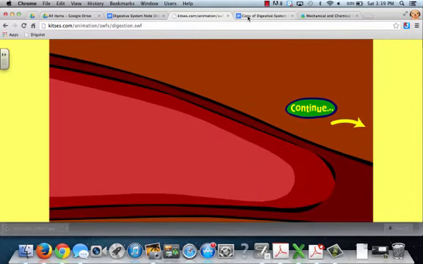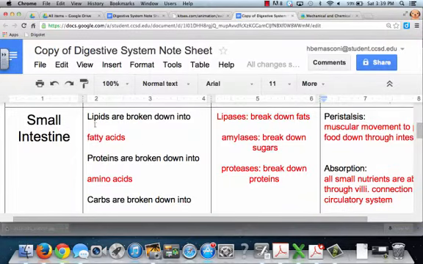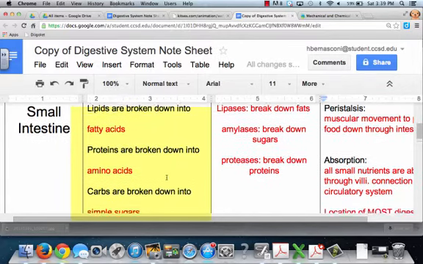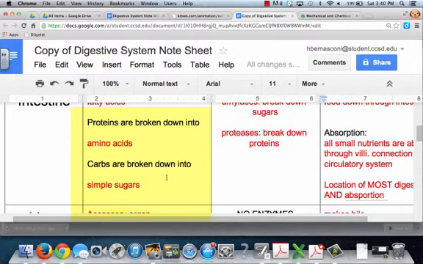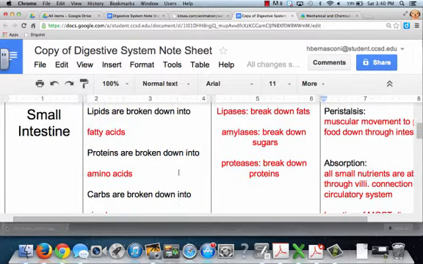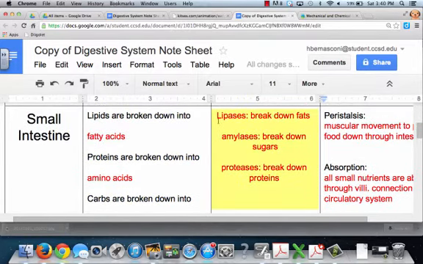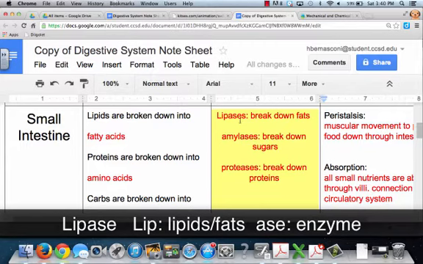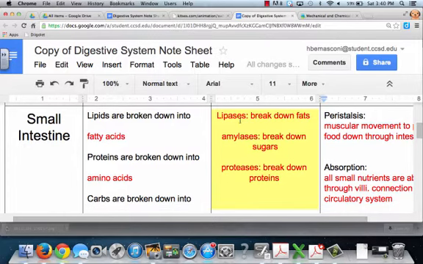Okay? So let's go to the digestive system. Small intestine. Lipids were broken down into fatty acids. Proteins were broken down into amino acids. And carbs were broken down into simple sugars. So fill that out on your sheet. Now let's look at the enzymes. Lipases. That was the enzyme that broke down fats. Ases are enzymes. The lipase, the beginning of it sounds like lipid, and that's what it breaks down. Amylases break down sugars. Proteases, again, break down proteins. So write those three things down.